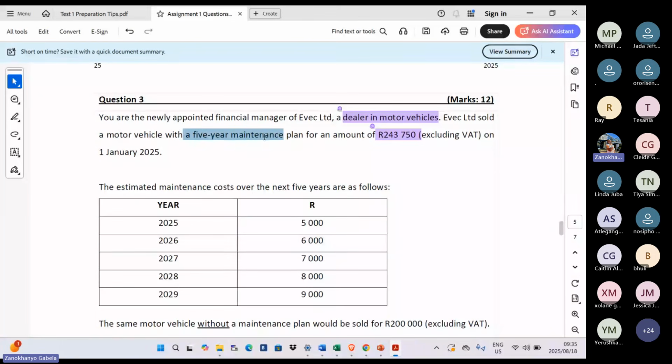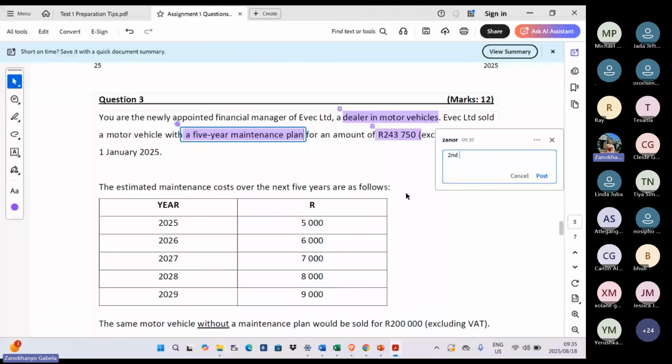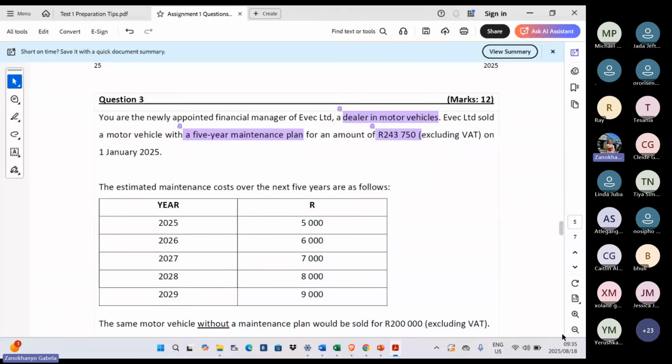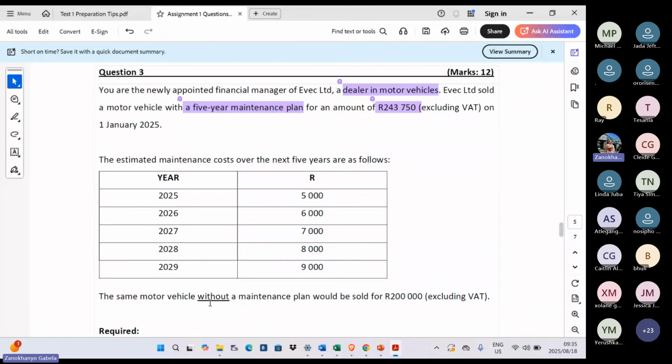But then we have a second performance obligation. Let's write it down. This is the second PO. Why? Because this is given over a period of 5 years. So in this case, what will we need to do here? Now, the same motor vehicle can be sold without a maintenance plan for 200K. That means the rest of the 43,000 is for the maintenance, because the standalone price for the motor vehicle is 200K. The rest would be for the maintenance.